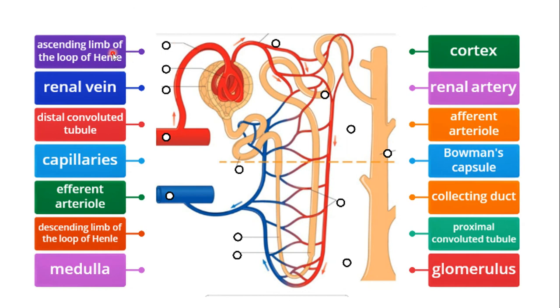So we have the ascending limb of the loop of Henle. Where on this diagram would we find it? Is it here? Is it here? Is it here? Where is the ascending limb of the loop of Henle? How about the renal vein? Where is the renal vein? Is it here? Is it here? How about the distal convoluted tubule? Where is that? Is that here? Where is that?